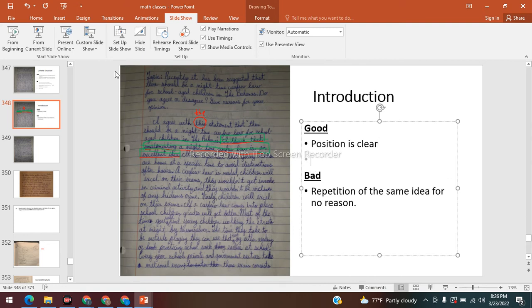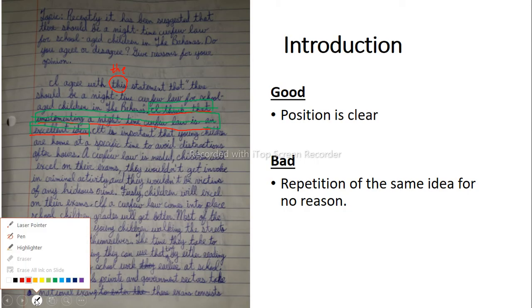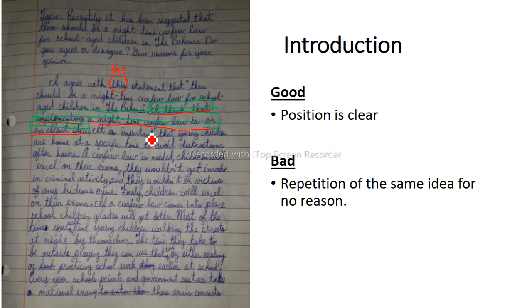Now they're going to give some reasons. Let's see if we can distinctly see their reasons. And it shouldn't be more than three. "It's important that children are at home at a specific time to avoid distractions after hours." So that's the first point. This should be their first reason, and the first thing they mention in the first body paragraph. Remember that? So now the second reason they're saying is that a curfew law is needed. Children will excel on their exams.